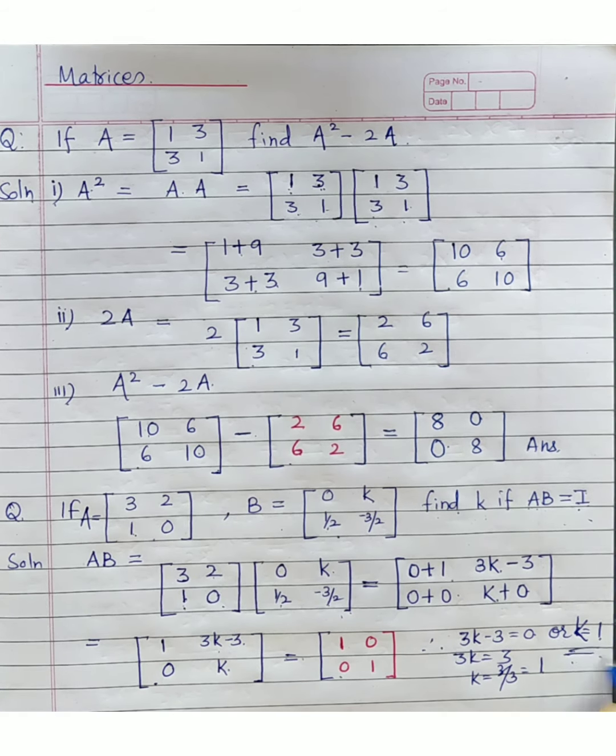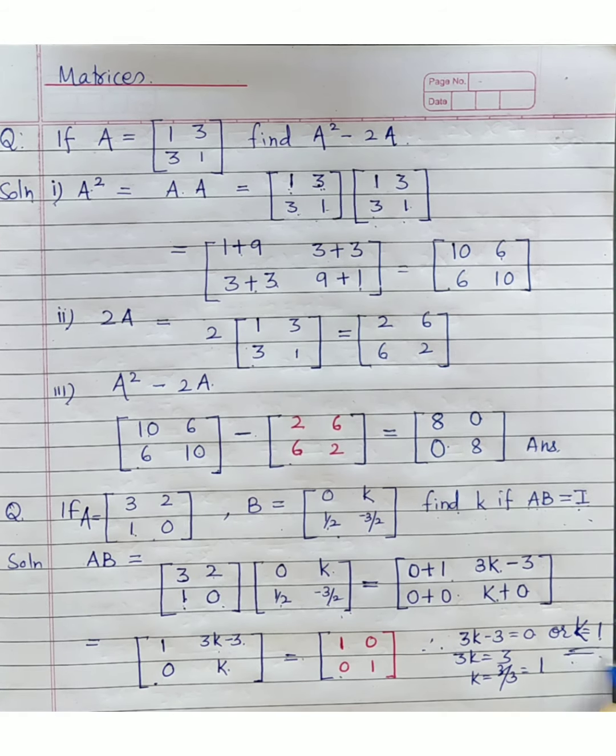Next question is: express as a single matrix. What is the operation given here? First matrix into second matrix, with no sign between them, means multiplication is our operation. Now here some of you may think about whether the product matrix is possible.